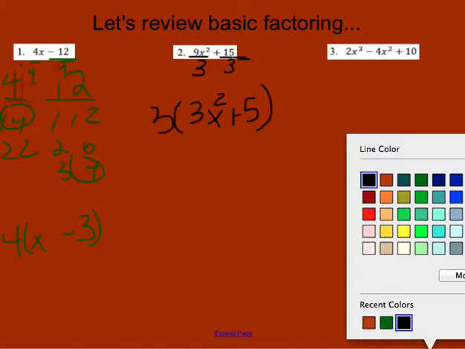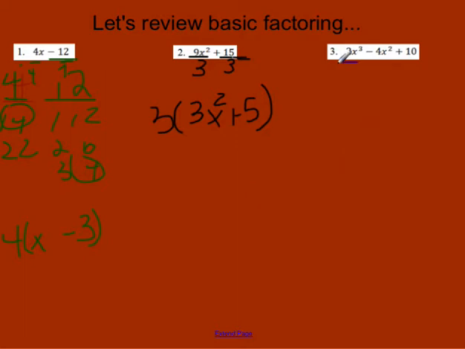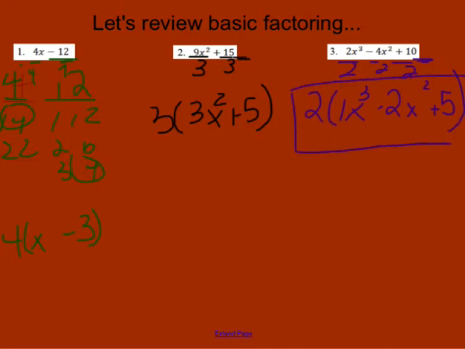Taking a look at number 3, I want to figure out what divides 2, 4, and 10. And the only number that divides 2, 4, and 10 is 2. And I can't take any x's out because that 10 term doesn't have an x in it. So I'm dividing everything by 2. 2 divided by 2 is 1, so that just leaves me with x cubed, or you could write 1x cubed. Negative 4 divided by 2 is negative 2, and then we want to keep our x squared. And 10 divided by 2 is 5. So this right here is your final answer for number 3.